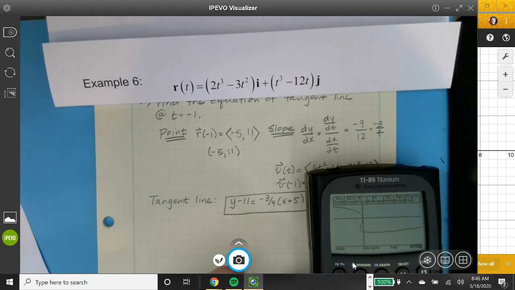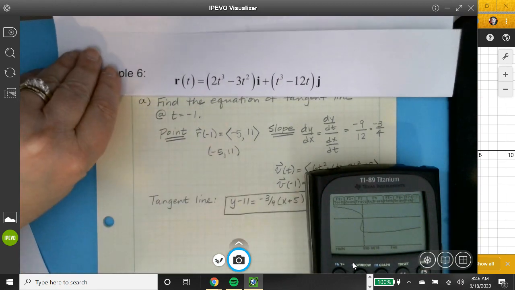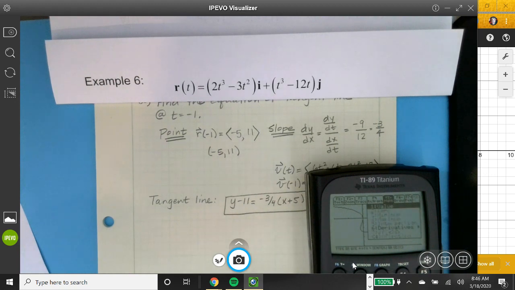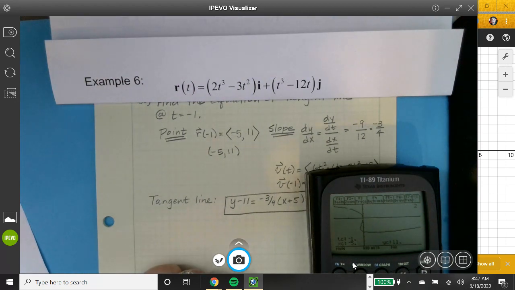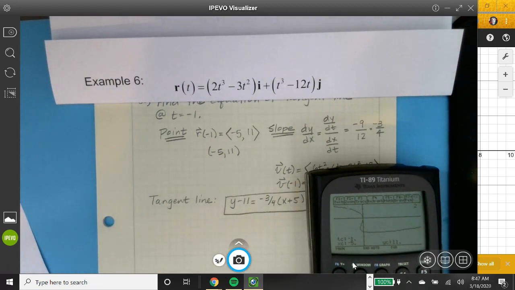All right, so we're going to go F5, find the value. Whoops, it's still graphing. Sorry, it's busy. I'm getting ahead of myself here. All right, so F5, and we're going to do the value of our function when t is -1. And we see that it's -511, so hallelujah, we were right. And does it look like I have a slope of -3/4 here? The answer is yes.